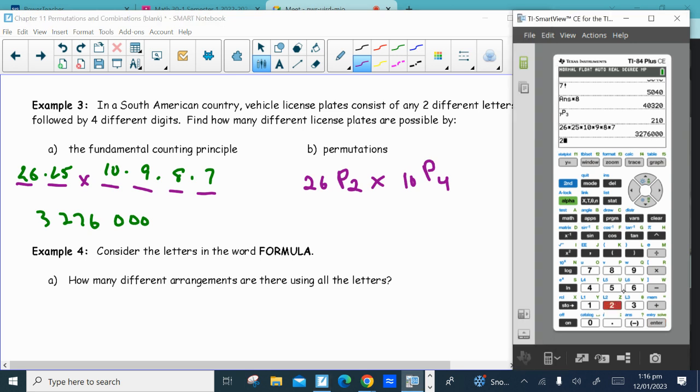So we can do this in our calculator, all in one step. I've got 26P2 times 10P4.